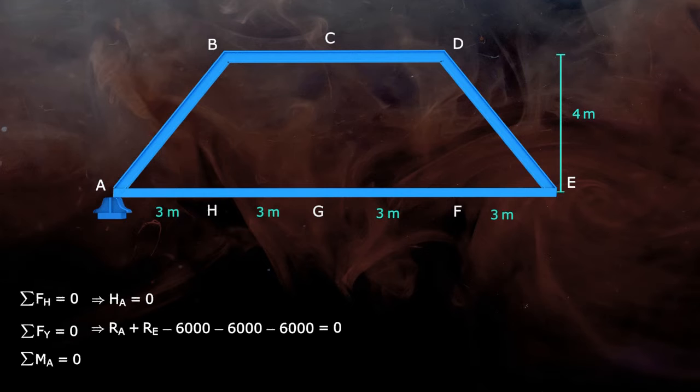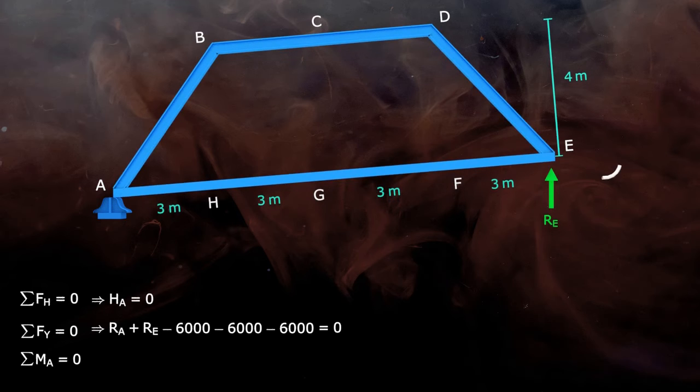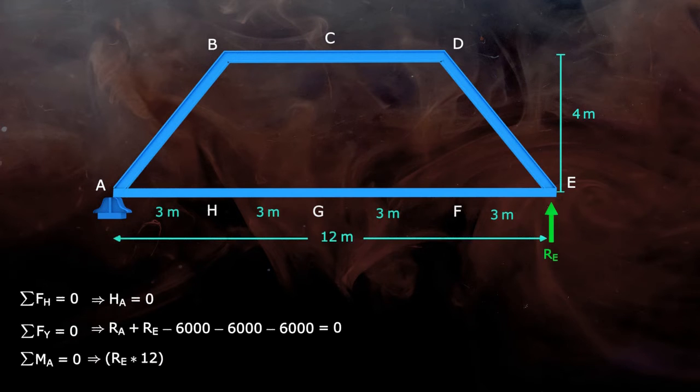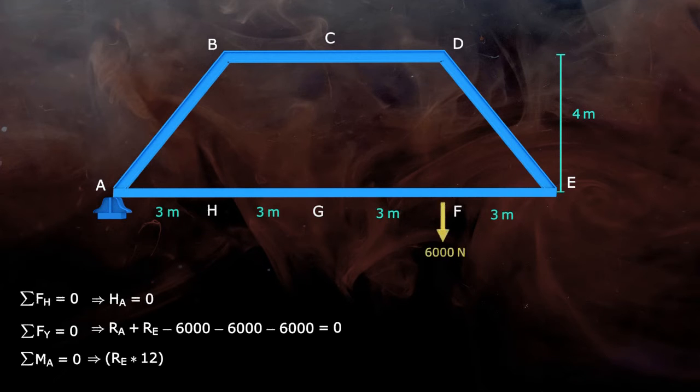Suppose joint A is fixed and only RE is applied. It will rotate the truss in the anti-clockwise direction, so we'll have a positive sign. The distance of RE from joint A is 12 meter, so RE multiplied by 12. But if only the 6000 Newton force is acting at F, the truss will rotate in the clockwise direction, so it will have a negative sign, and its distance from A is 9 meter.